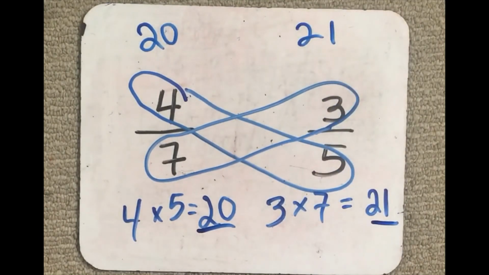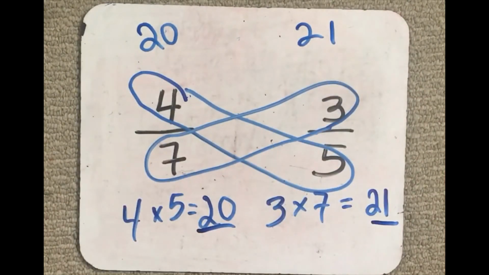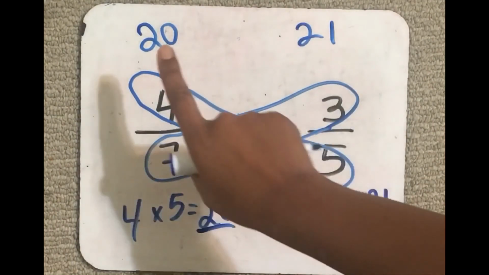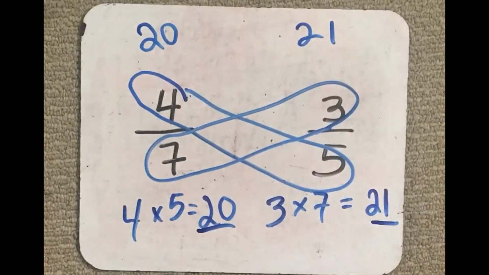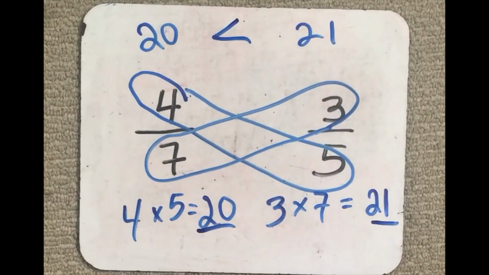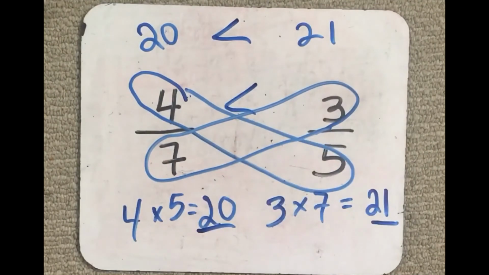Let me say, which is super important, you never want to compare going back this way. You always want to move from left to right. So if we're going from left to right, we're going to compare now 20 to 21. And 20 is what to 21? Yes, you're so smart. Exactly. 20 is less than 21. Therefore, 4/7 is less than 3/5.